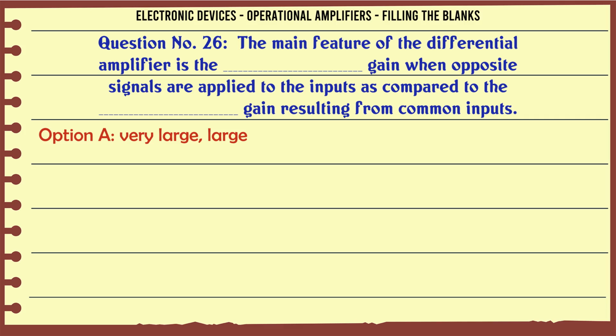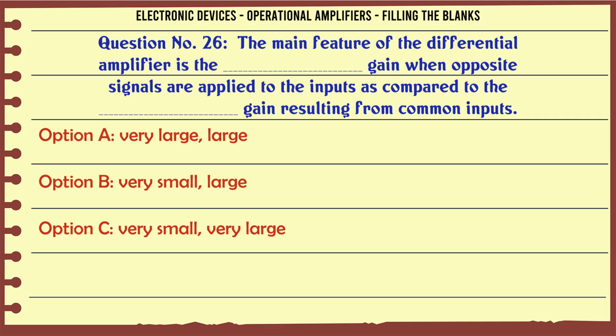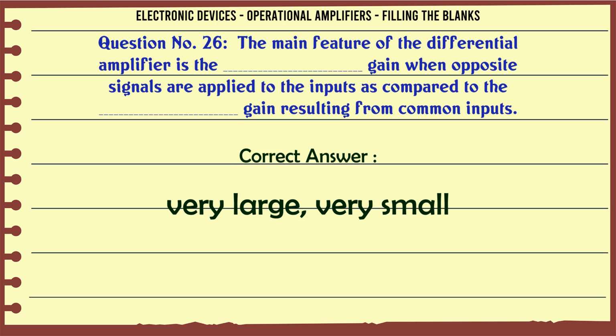The main feature of the differential amplifier is the gain when opposite signals are applied to the inputs as compared to the gain resulting from common inputs. A. Very large, large. B. Very small, large. C. Very small, very large. D. Very large, very small. The correct answer is very large, very small.